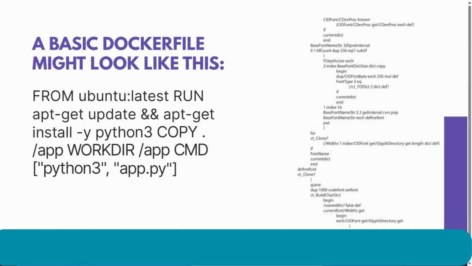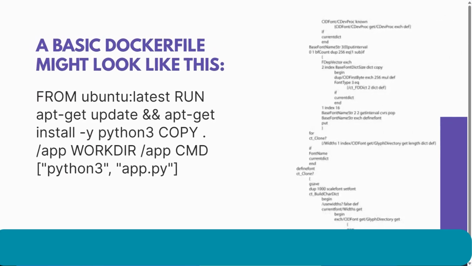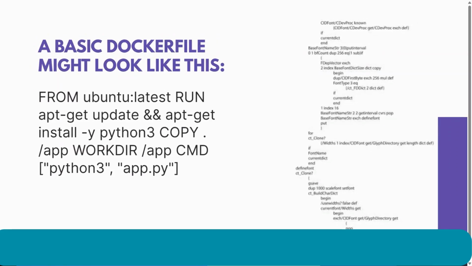A basic Dockerfile might look like this: FROM ubuntu:latest, RUN apt-get update && apt-get install -y python3, COPY . /app, WORKDIR /app, CMD python3 app.py.